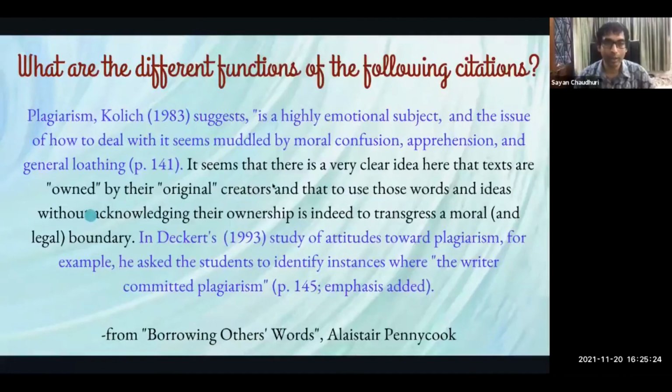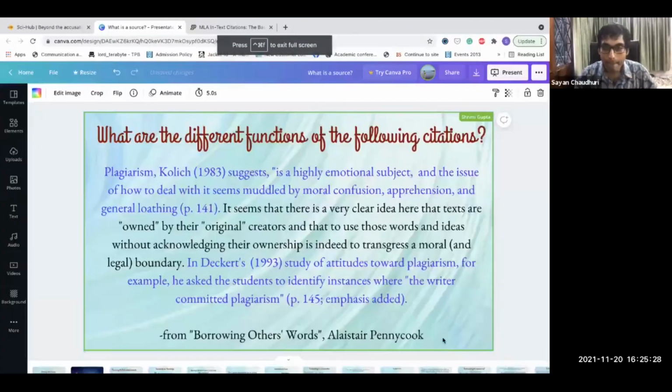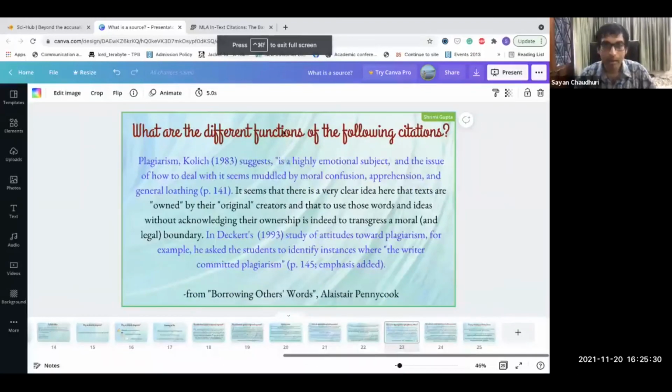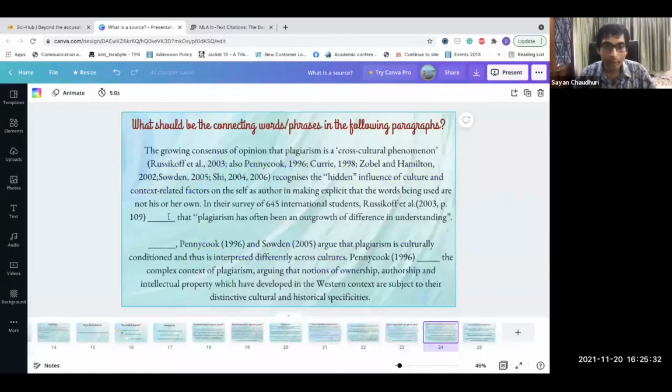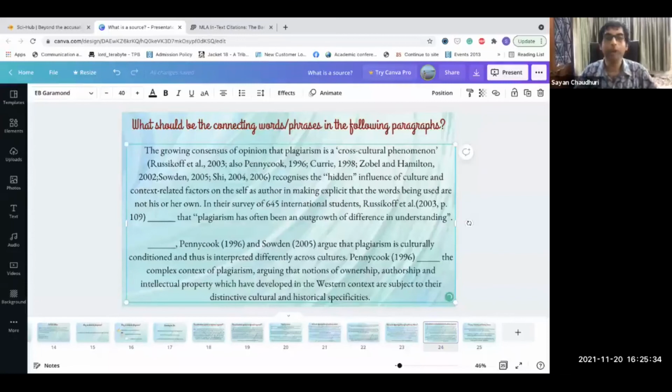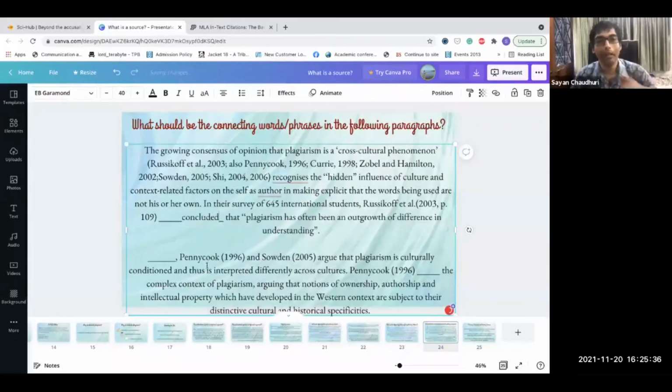So let me just actually show it to you here. So the word that was used in the original essay was concluded, but asserted could also work. Concluded is more specific because this was a study and a survey was done and the survey had some conclusions. Now let's look at the next one.